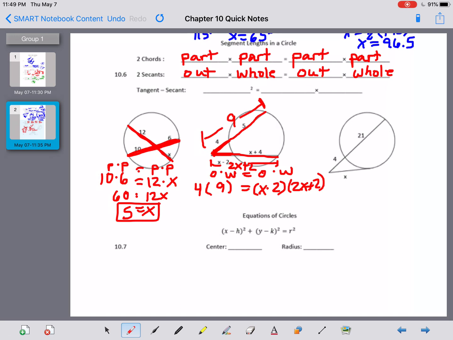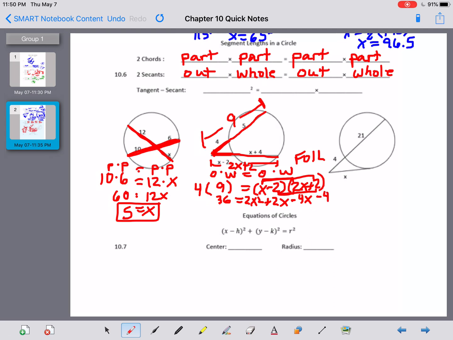All right, let's do some algebra here, and I hope I can make room here. I get 36 equals, over here I'm going to FOIL. Don't forget to FOIL. First times first is 2x squared. Outsides, x times 2, that's a positive 2x. Insides, negative 2 times 2x is negative 4x. And then last, negative 2 times positive 2 is negative 4.